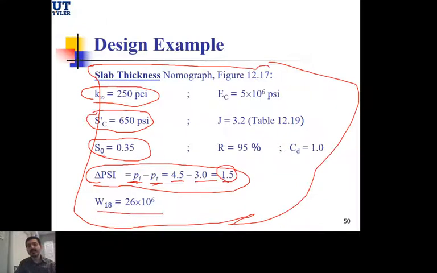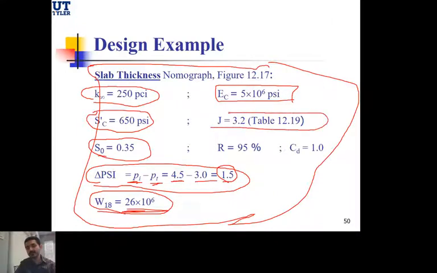And then I have the ESALs for this lane. It was given to us in this example per lane, so it's 26 million. I'll be very explicit in an exam or in a homework, so don't worry about that. But in this case, let's assume that the amount of ESALs is 26 million for this lane. And then EC, the elastic modulus of the concrete, is 5 million psi. The J value, which is the load transfer, is 3.2. The reliability level is 95%, and last but not least, the drainage coefficient is equal to 1.